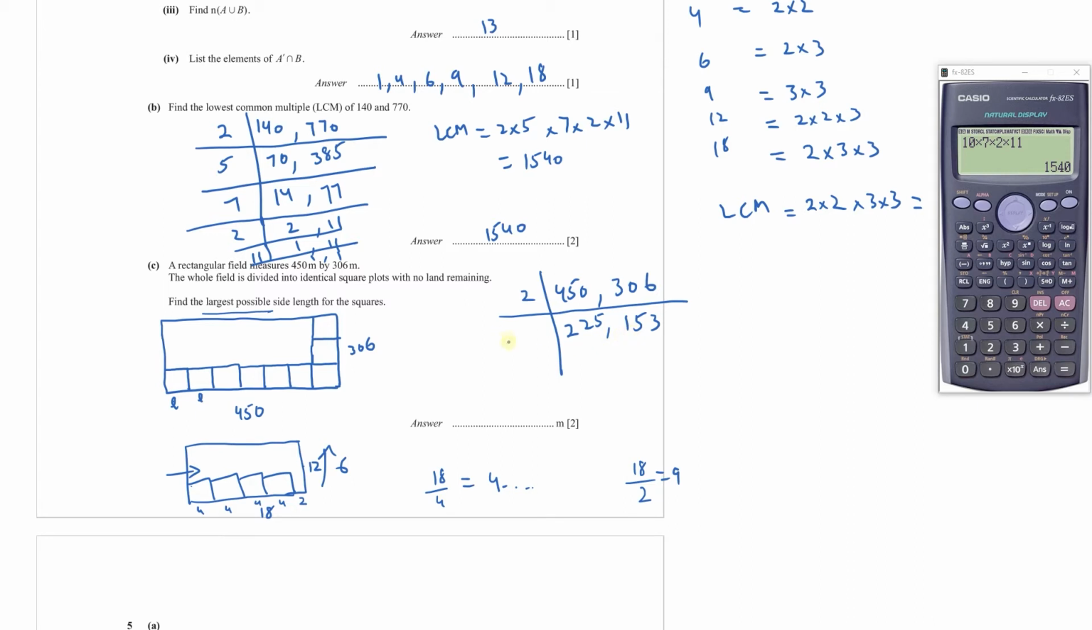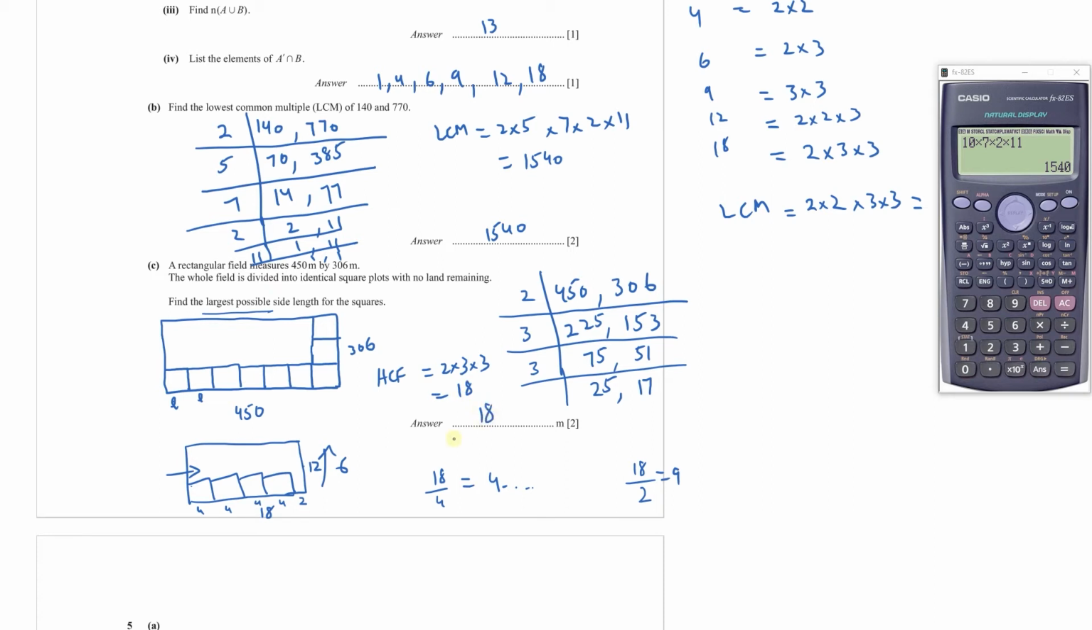And 5 to 7, 9, both are divisible by 3. 3 7s are 21, 115. 3 4s are 12. Sorry, 3 5s are 15. And then 1, and then again divisible by 3. 3 2s are 6, 115. 3 5s are 15. And then 3 1s are 3, 221, 17. Now they don't have anything common, so HCF of 306 and 450 is 2 into 3 into 3, which is 18.